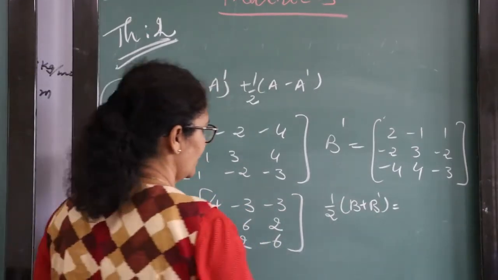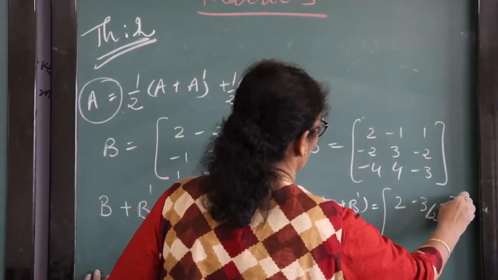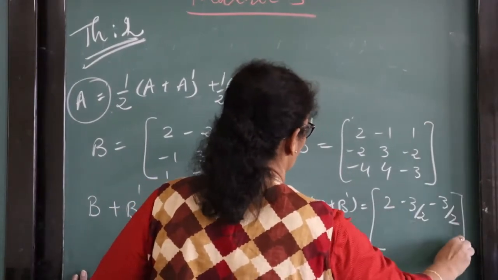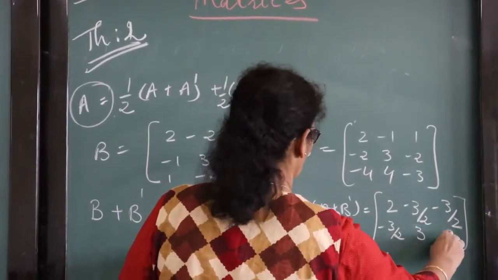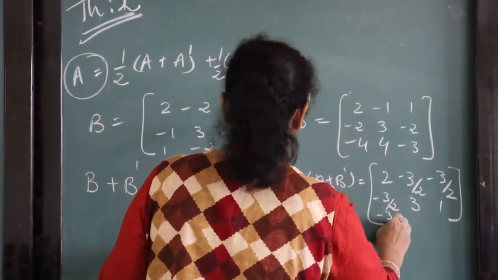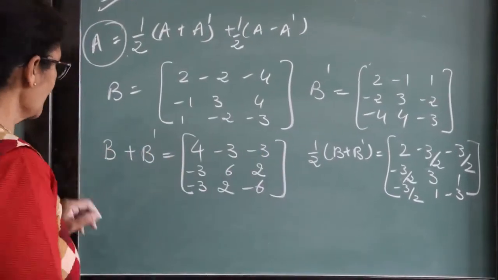So if I divide it by 2, then what do I get? 2, minus 3 by 2, minus 3 by 2. Then second again minus 3 by 2, 3, 1, minus 3 by 2, 1 and minus 3. Okay, we will keep this as it is.